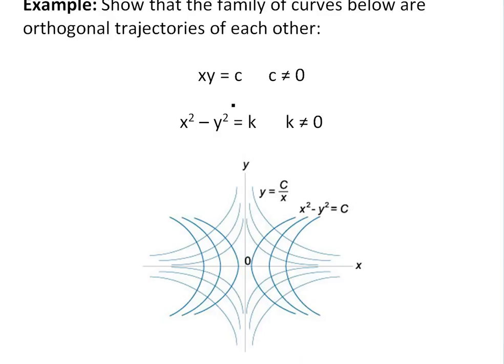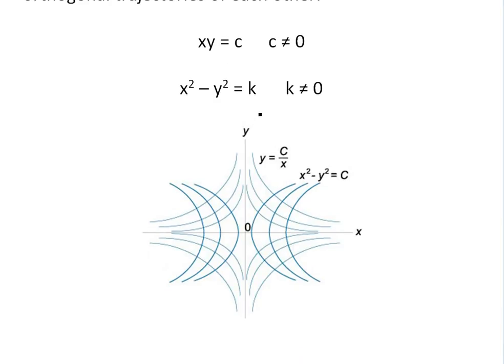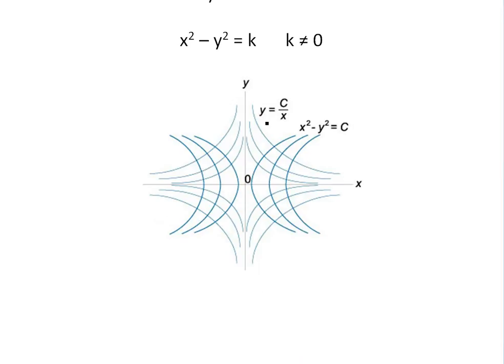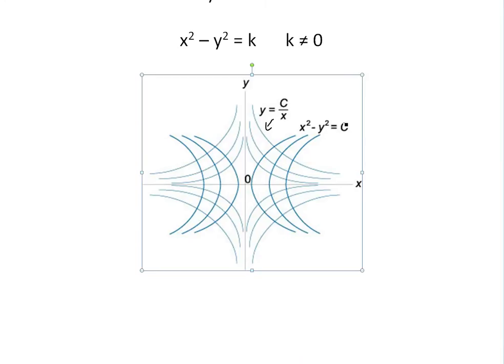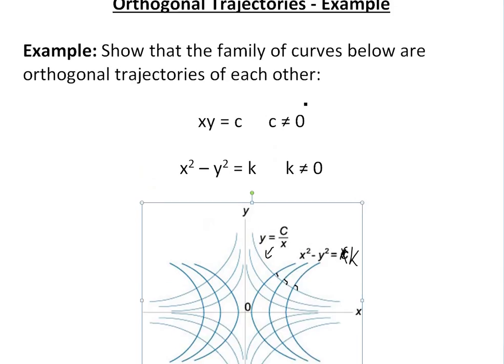So these are both hyperbolas. You can see my video on hyperbolas in the video links below. These curves right here are y equals c over x, and this one is x squared minus y squared equals k. So these curves go like this, up and down here, and the other ones are like this. The question is asking, prove that every time they cross each other, they are orthogonal trajectories of each other.